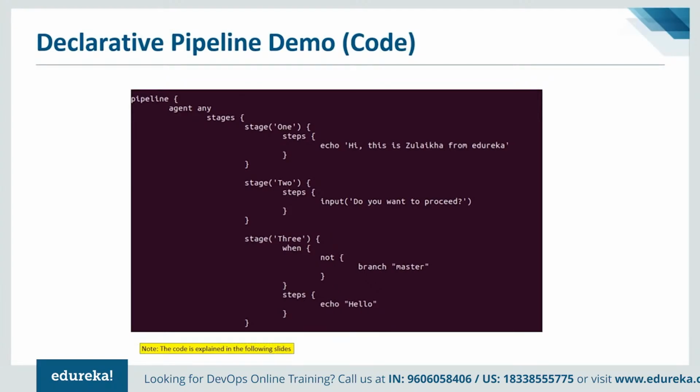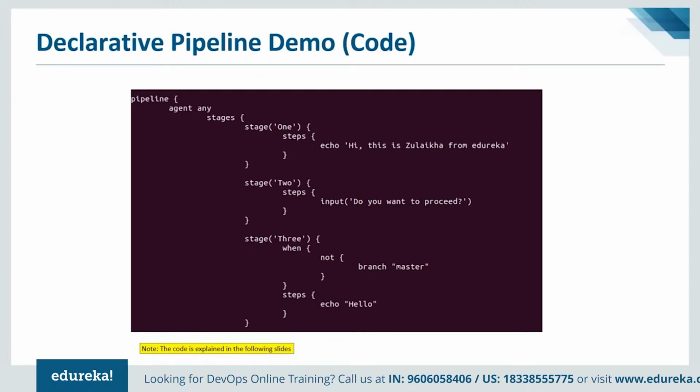In stage number 1, I've defined a step which runs a simple echo command. That is, it will basically display whatever is mentioned in the quotation marks. After that, within stage number 2, I've defined an input directive which will pause the pipeline for user input. When the input directive is executed, the pipeline gets paused and waits for the user input. After it gets the user input, it will continue execution. In this case, the user is asked, do you want to proceed? The user will either click on proceed or abort. If the user clicks on proceed, then the execution is going to continue to stage number 3. Otherwise, the execution is going to stop.